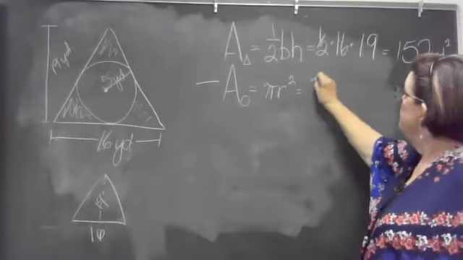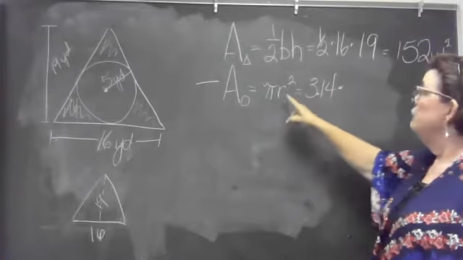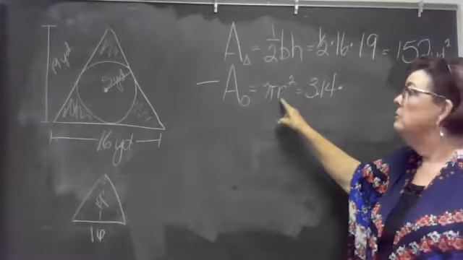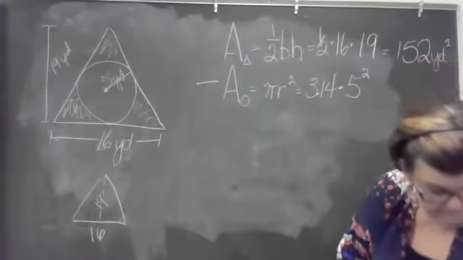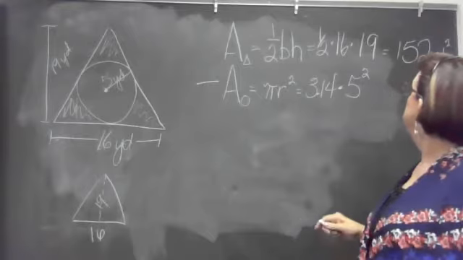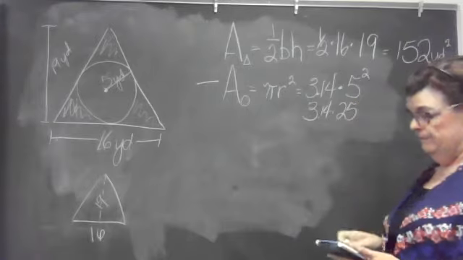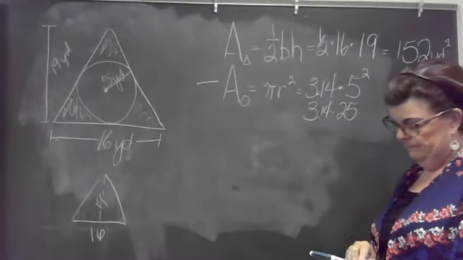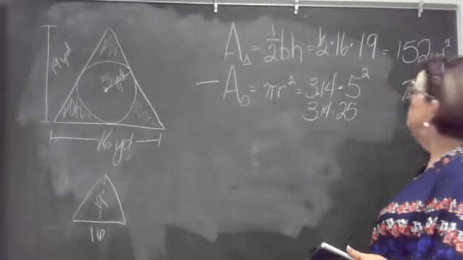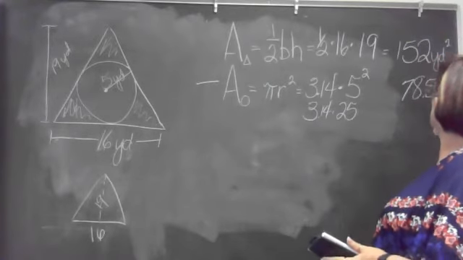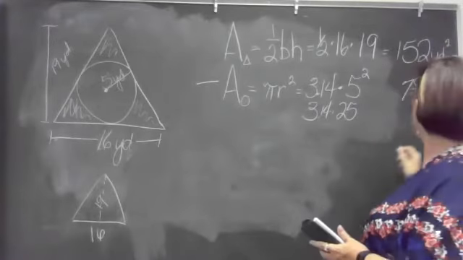Okay, so we have 3.14 times, and the radius now, Brandy, 5 squared. Okay. So we have 3.14 times 25. 78.5 yards squared. I don't think I've ever taught all the way to the end here.